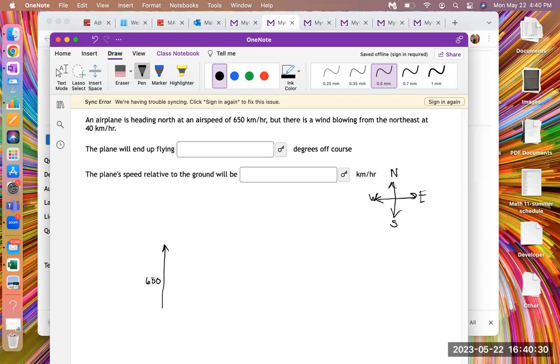And then there's a wind blowing from the northeast. So it's coming from the northeast. The northeast would be up here, and it's going this direction. So it's going to come like this and go this direction. Not exactly, it's going to be at a 45-degree angle there. Trying my best to draw 45. And at a speed of 40.